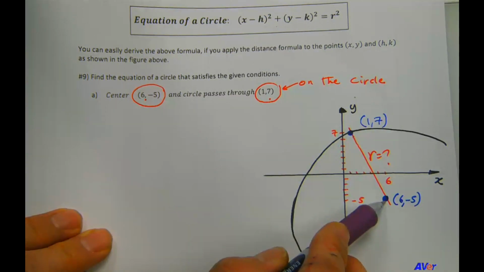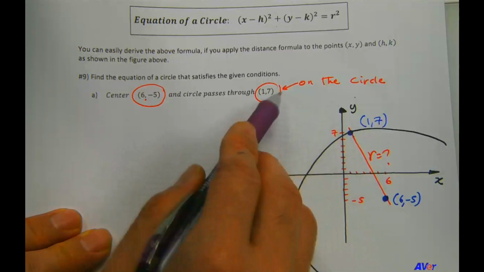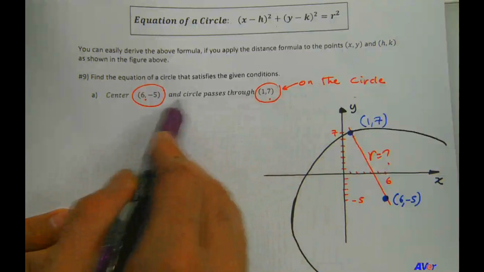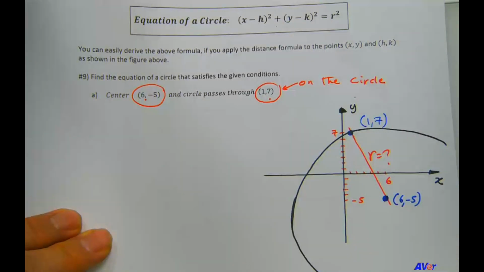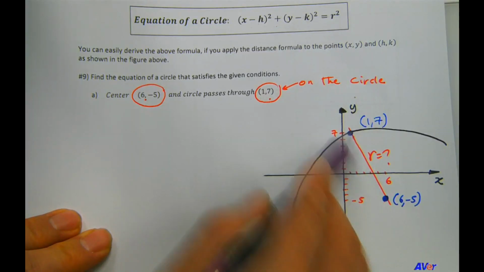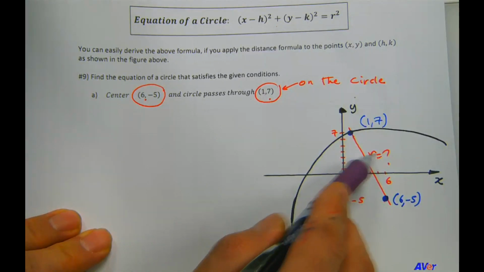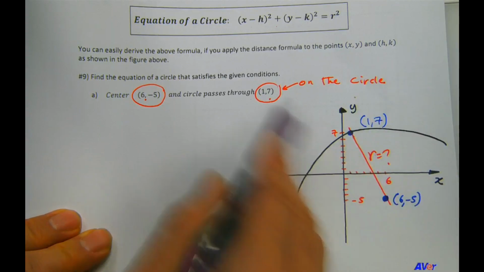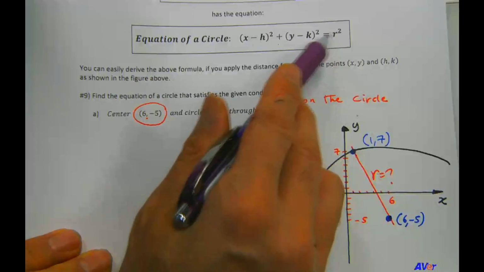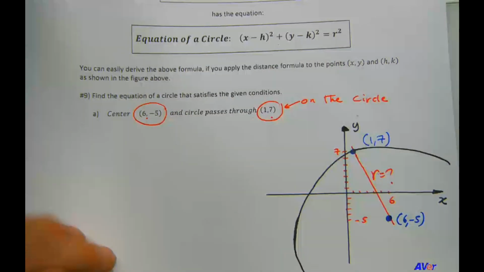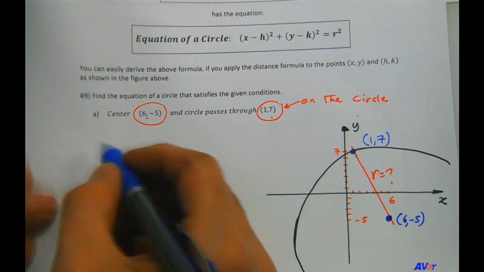This is the coordinates of the center. The point (1, 7) is a point on it. The circle passes through (1, 7). So that's a point on the circle. So with that, we can use the distance formula to find r, and then we can square that quantity to get r squared, which is what we need for the equation of our circle. So let's do that.